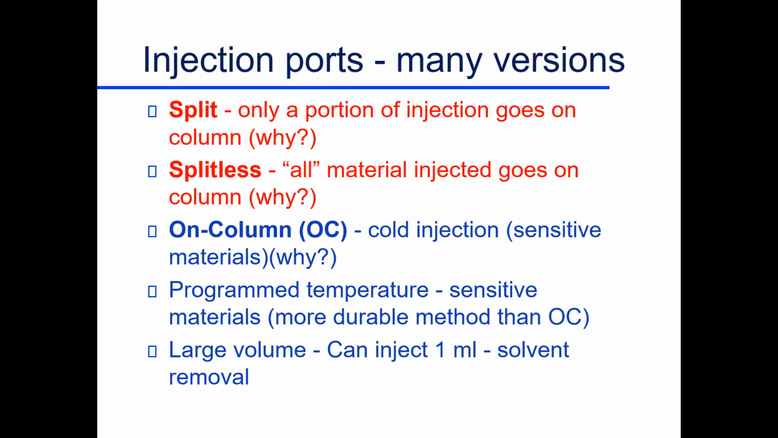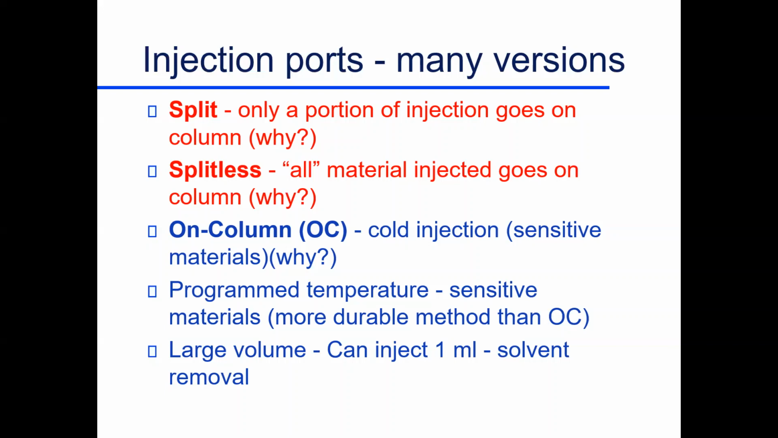And I'll show you again how this system works. There's also some that are program temperature. Your detector is cold, you make your injection, and then it warms up. It may go 100 degrees per second. It's going to warm up and quickly vaporize the sample. So program temperature. Sensitive materials volatilize before they decompose as it's being heated.